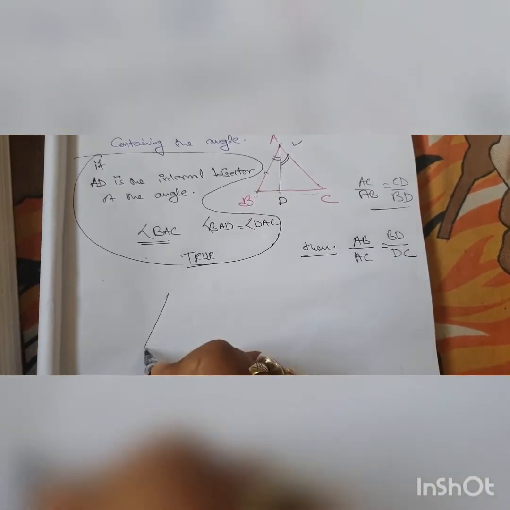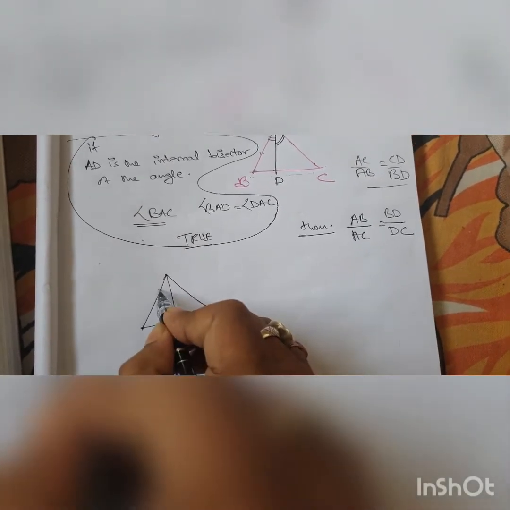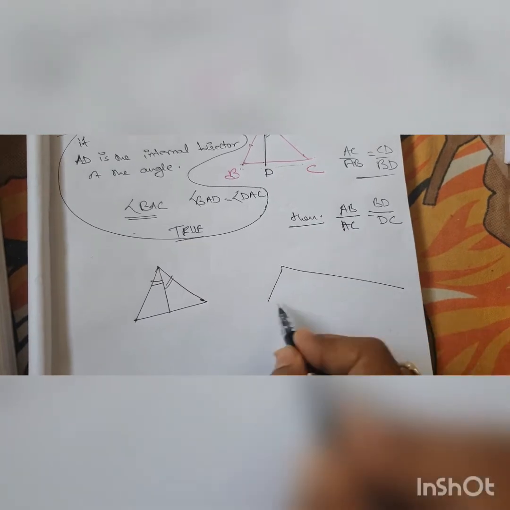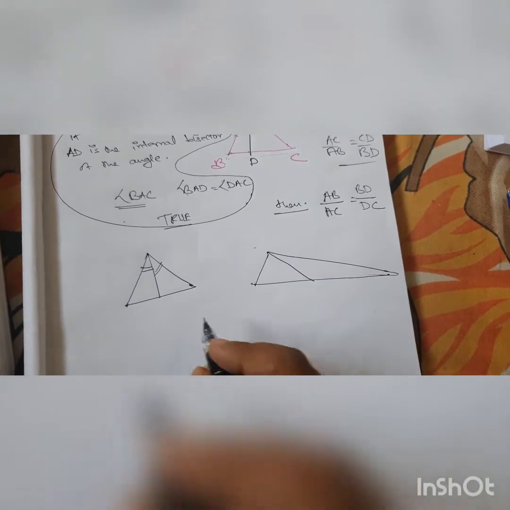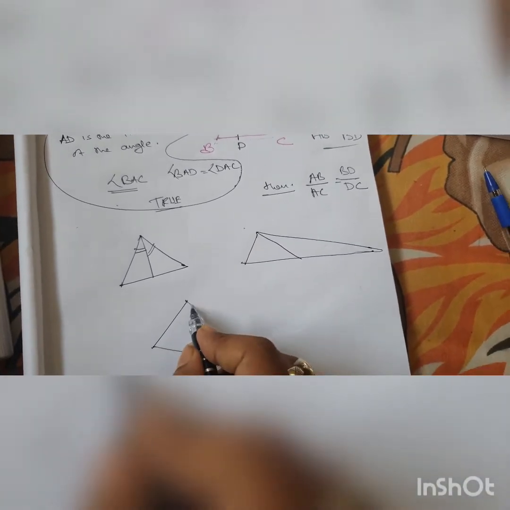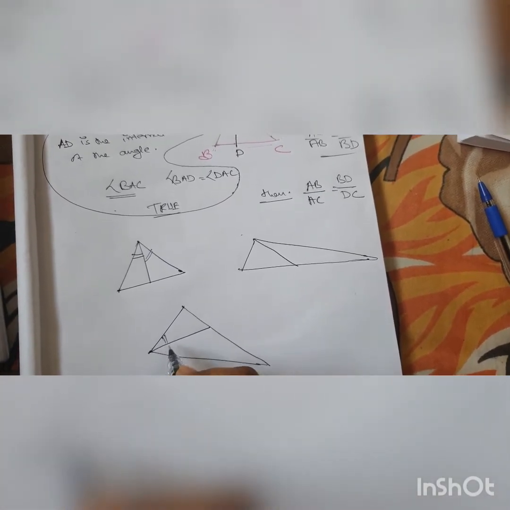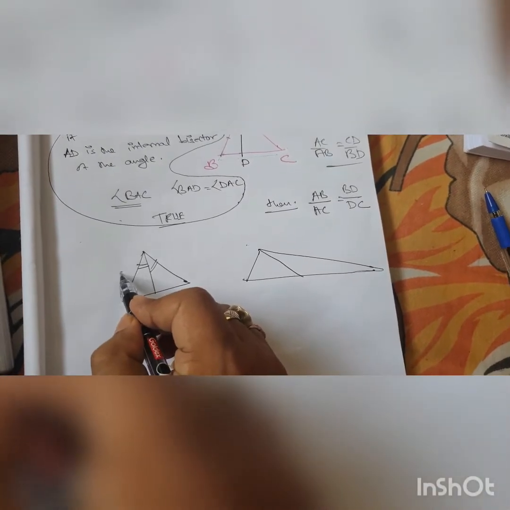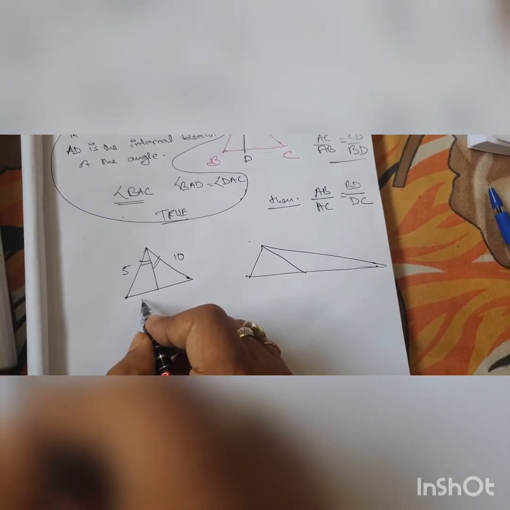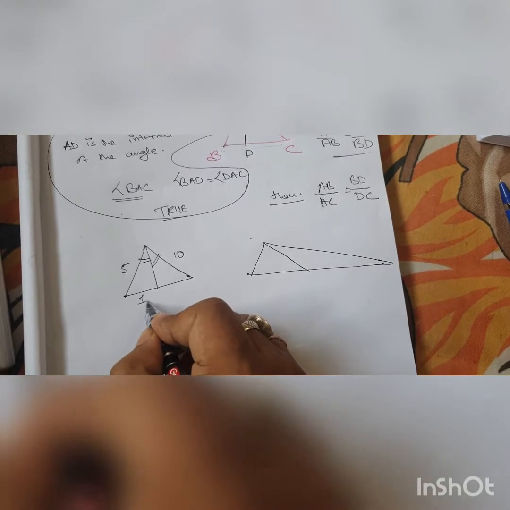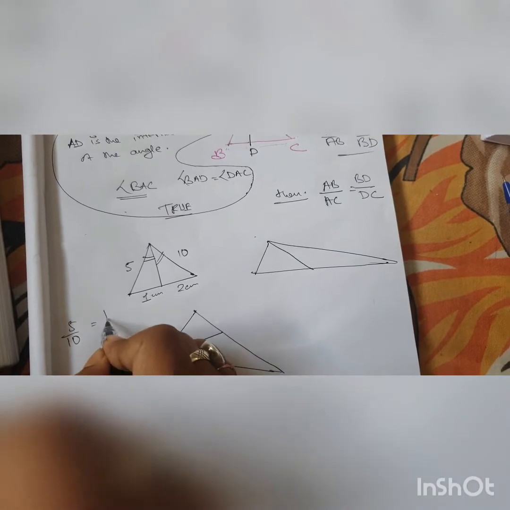So that means its application is that if there is a triangle and if this is the bisector, then always, if this is 5 centimeter, this is 10 centimeter, this will be maybe 1 centimeter, this will be 2 centimeter, because 5 by 10 must be equal to 1 by 2 in that way.